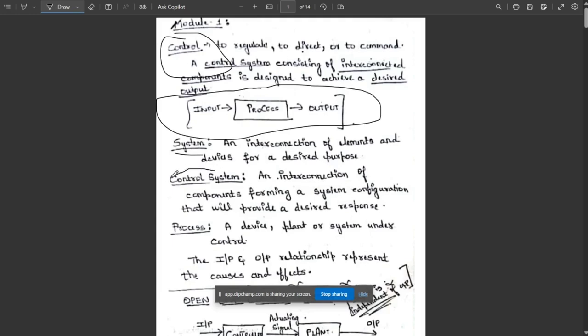So now this is the main definition that you need to know about the control system. This is basically the subject, so you need to know this, but this is a very important point you need to highlight. That is an interconnection of components forming a system configuration that will provide a desired response. So this is called a control system.